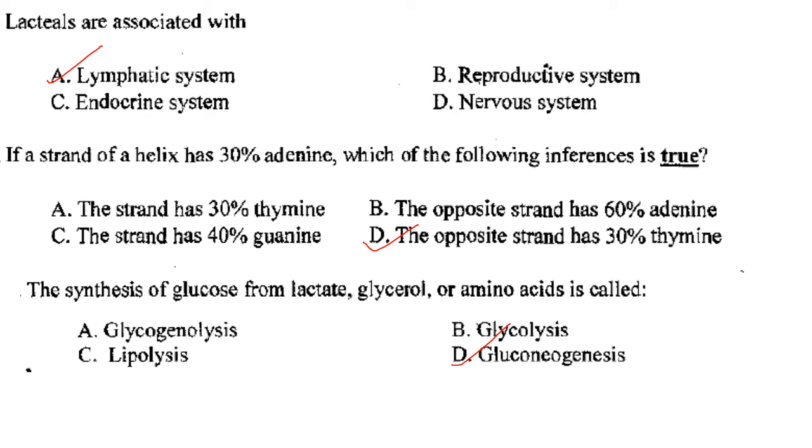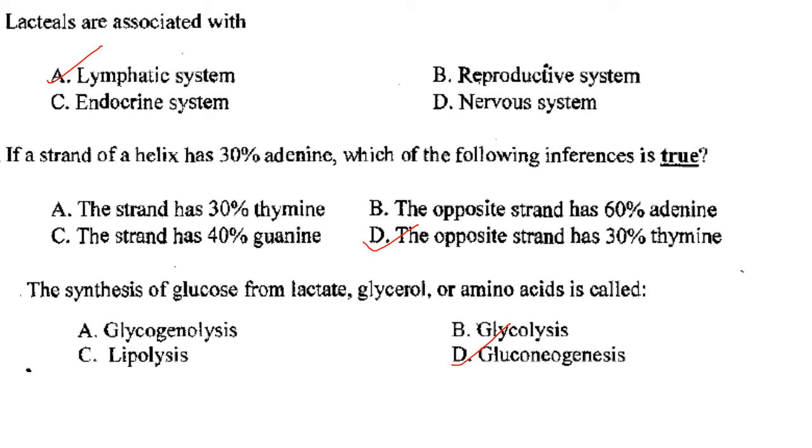Then lacteals are associated with the lymphatic system. Answer is option A. Then if a strand of a helix has 30% adenine, which of the following inferences is true? So it has 30% adenine, so the opposite strand will have 30% thymine. Answer is option D. Because adenine base pairs with thymine. So 30% adenine will base pair with 30% thymine in the opposite strand.